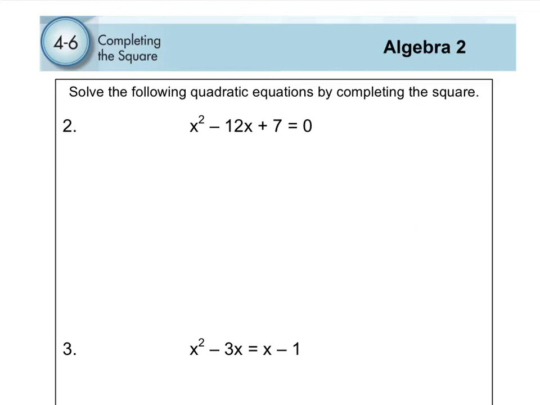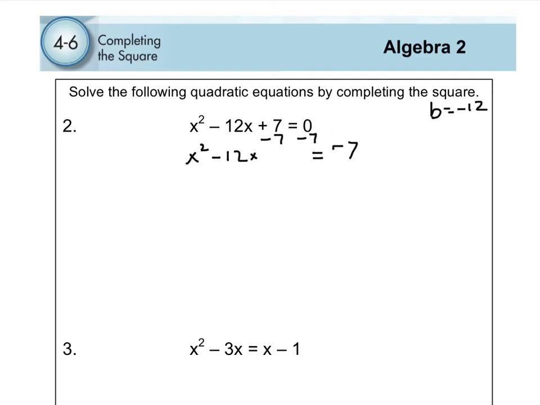I need to know, are there factors of 7 that add to negative 12? And no, there are not. So I'm going to get rid of this 7. Okay? So now I have x squared minus 12x, and it's going to equal negative 7. Okay? And again, I want to keep that gap in there. So now my b is negative 12.